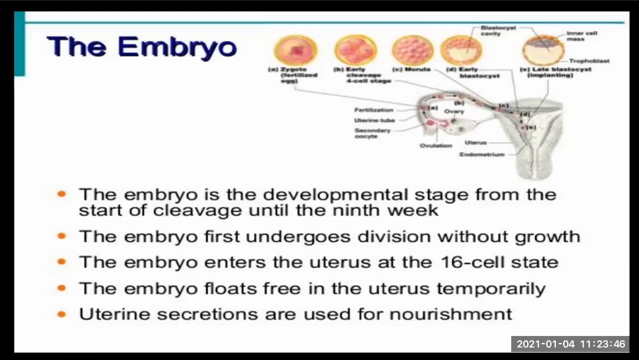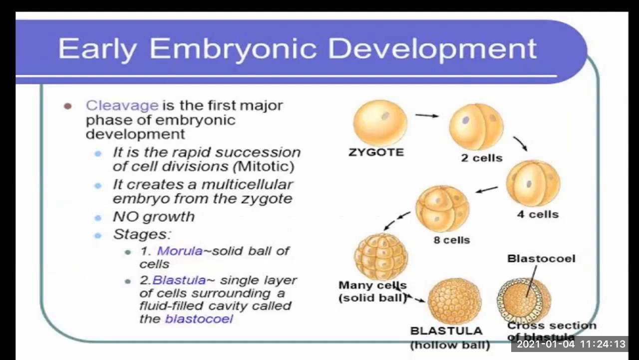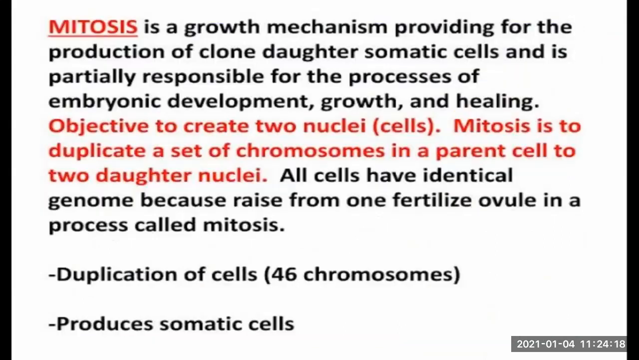Okay. Here you can see the embryo. The embryo is the developmental stage from the start of the cleavage until the 9th week. The embryo first undergoes division without growth. The embryo enters the uterus at the 16 cell stage, and the embryo floats free in the uterus temporarily, and then uterine secretions are used for nourishment. These are some of the embryonic developmental stages.